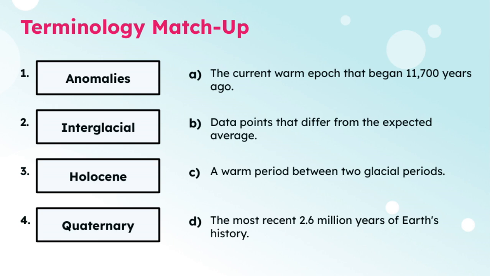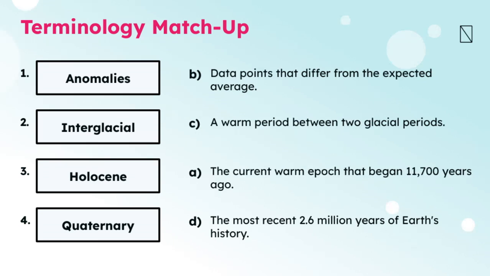The Quaternary is the wider geological period. The Holocene is the current warm epoch within it. Let's go through the answers. Anomalies match with B. Data points that differ from the expected average. Interglacial matches with C. A warm period between two glacial periods.